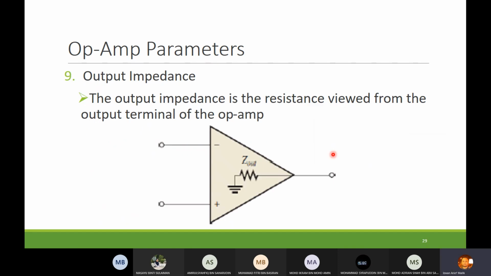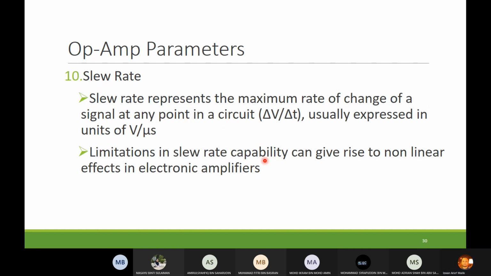So the output impedance is the resistance viewed from the output terminal of the op-amp. So the output terminal of the op-amp, the values which are obtained from the Vout, we get at Vout here. So how much is our impedance there. Okay, so this is the internal, how we get the Zout output impedance.